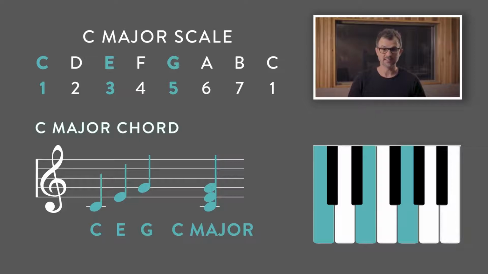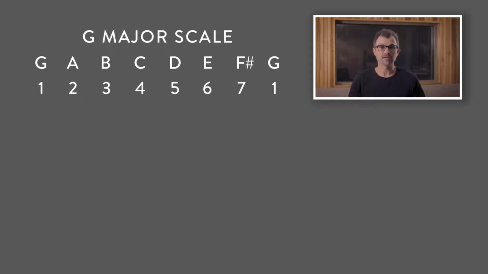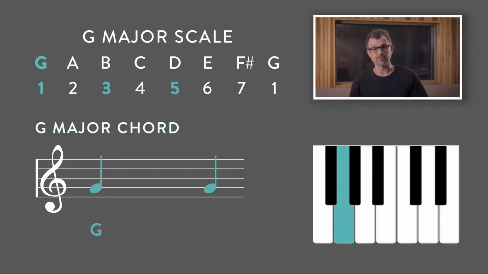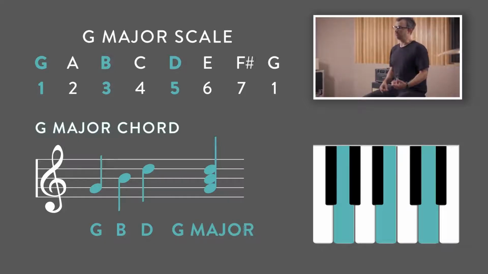You can use this formula in any key. So let's use the key of G major for another example. Here are the notes that make up the scale of G major as we discovered in the session on the major scale. Following the formula for the major chord, we know that the major chord is made up of the 1st, 3rd, and 5th note in that major scale. So in the G major scale, the 1st note is G, the 3rd note is B, and the 5th note is D. Therefore, the G major chord is constructed entirely of G, B, and D. If you form the chord on your instrument and check your notation chart, you'll find that the formula is true.